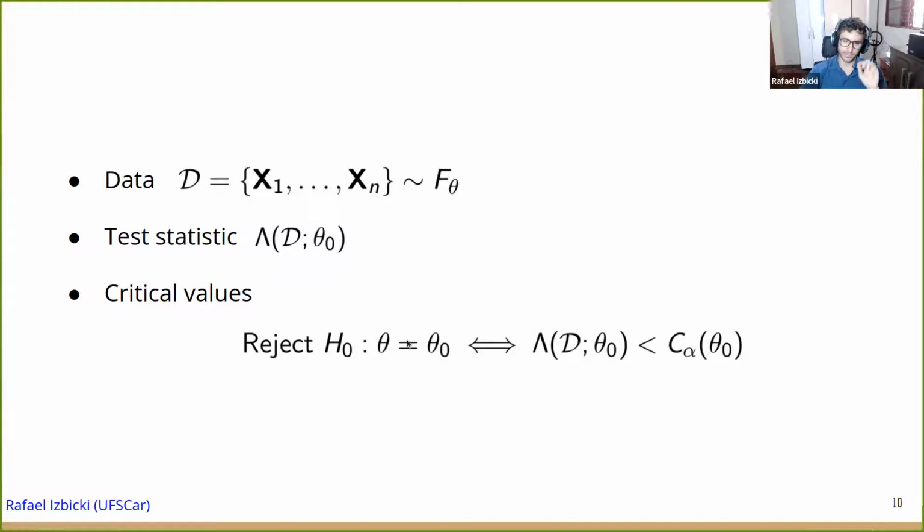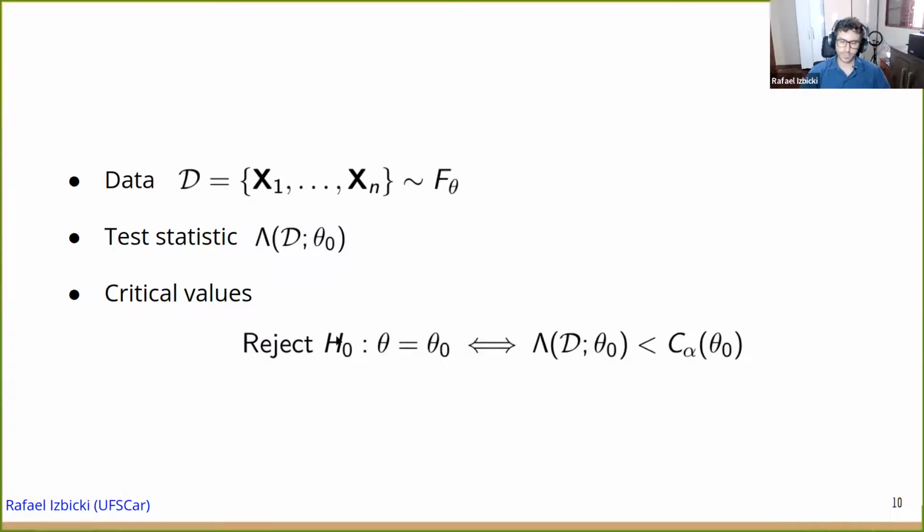Just one parenthesis here. In this talk, I'm just going to discuss precise hypotheses, simple hypotheses, theta equals theta 0. There are no nuisance parameters or anything like that here. In the paper, we also deal with nuisance parameters, but I'm going to omit them for the sake of simplicity. And so the test statistic, of course, is a function of the data, and it's also a function of the null hypothesis you are testing. So this is the theta 0 here.